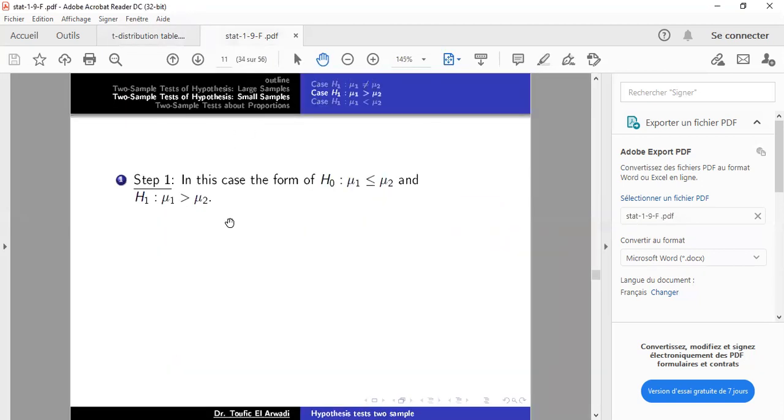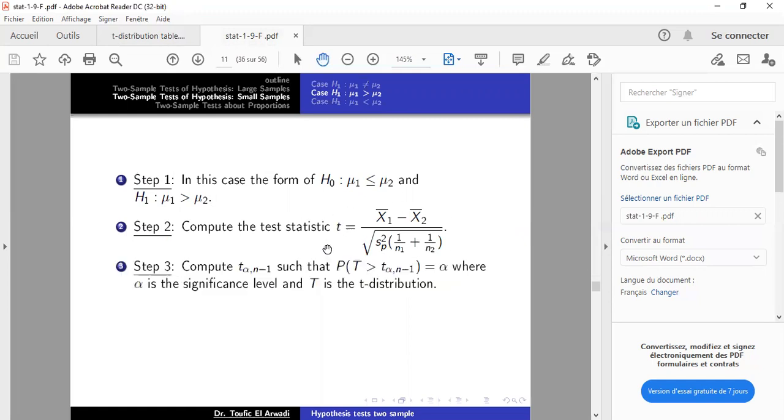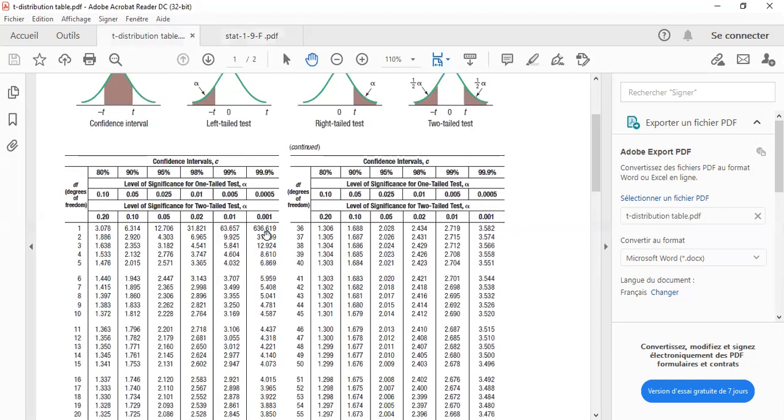Now the next case is when H1 is mu1 greater than mu2. Step 1, as usual, we have to state H0 and H1. Step 2, as in the previous case, we compute T by the same formula. Step 3, we compute T alpha, N minus 1 now, and this is given by another formula: the probability of T greater than T alpha equals alpha, where T is the T distribution. In this case we look at the level of significance for a one tailed test. A one tailed test is when H1 is less than or greater than. If it is different, it becomes a two tailed test.